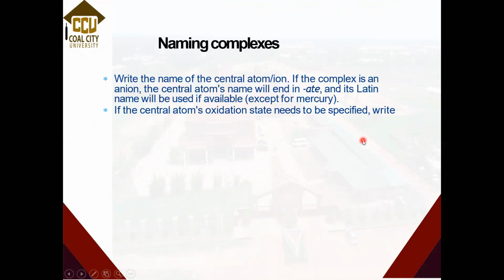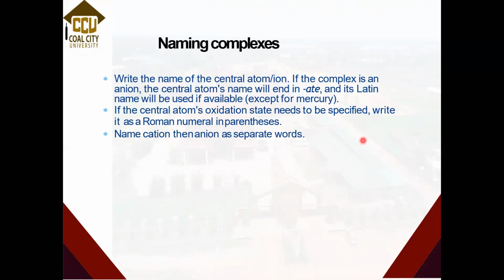If the central atom's oxidation state needs to be specified, you write it as a Roman numeral in parentheses. So if it is iron 2, you put II in the parentheses. If it's iron 3, you put III in the parentheses, etc. You name the cation, then the anion, as separate words. Let's see examples. These are common examples that you can be tested on.